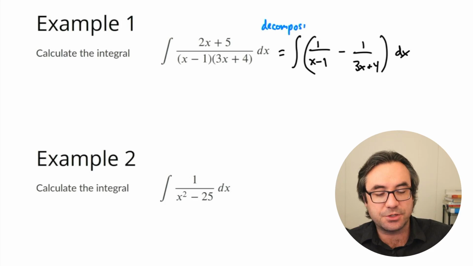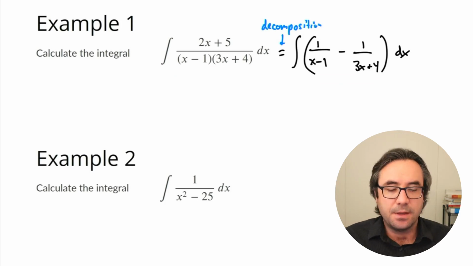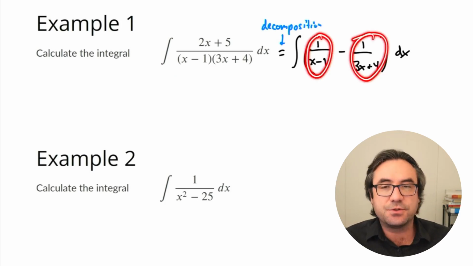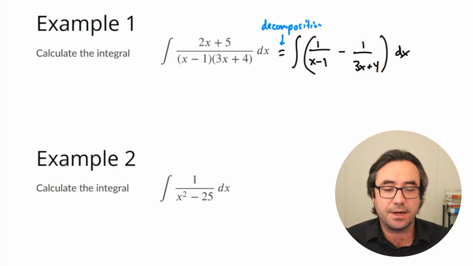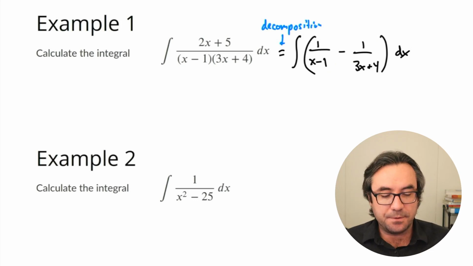We broke that rational function apart. This didn't involve any integrating. This was just purely algebra. But now, once we get it to this point, each of these individual fractions is something we can integrate. So that first one, let's look at the 1 over x minus 1.